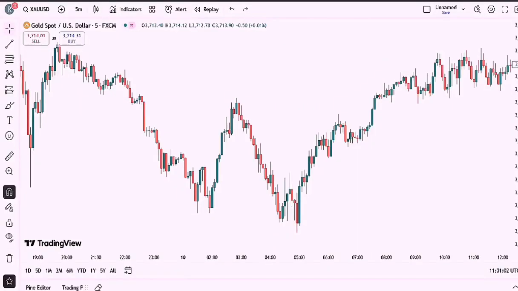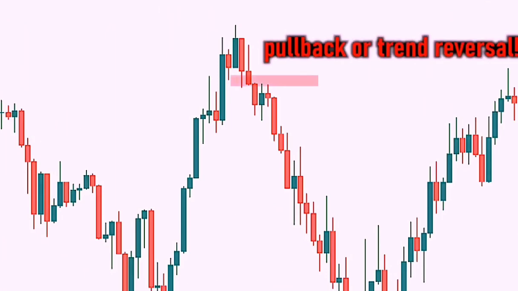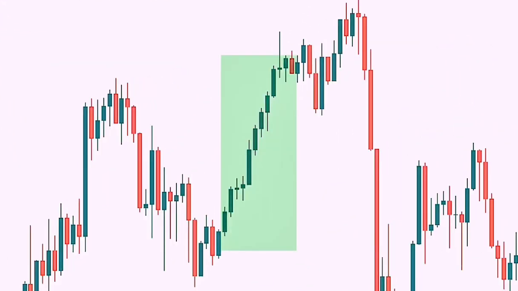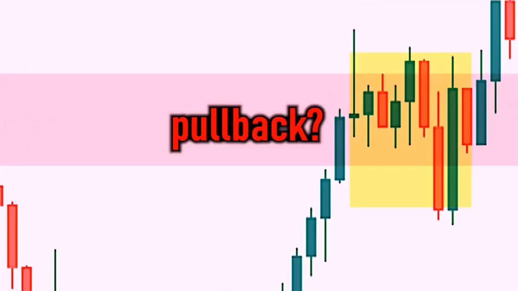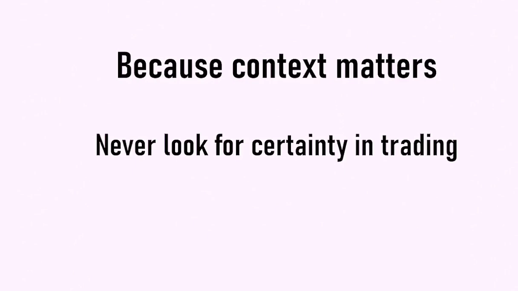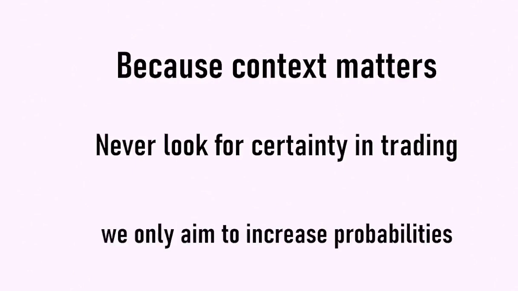But here's the important part: if you don't understand the difference between a pullback and a full trend reversal, you'll make mistakes. For example, imagine a bullish spike forming at the top of a trading range. Is that really a pullback? Most would say yes, but then a sharp drop follows. Why? Because context matters. Never look for certainty in trading, we only aim to increase probabilities.